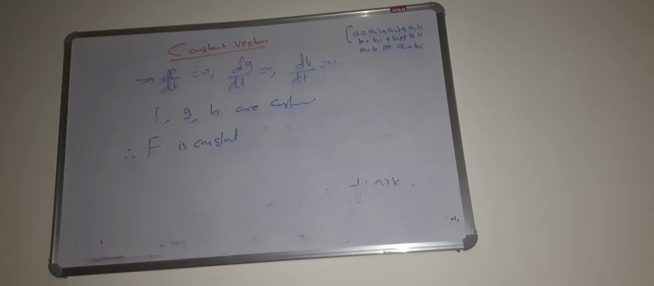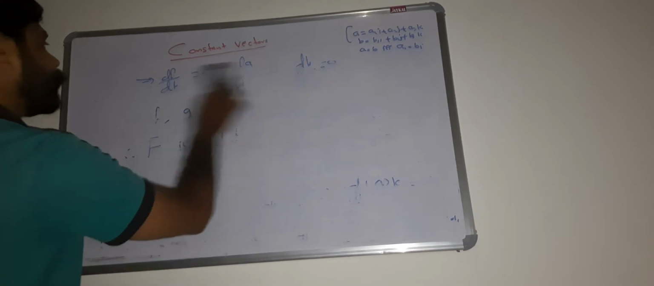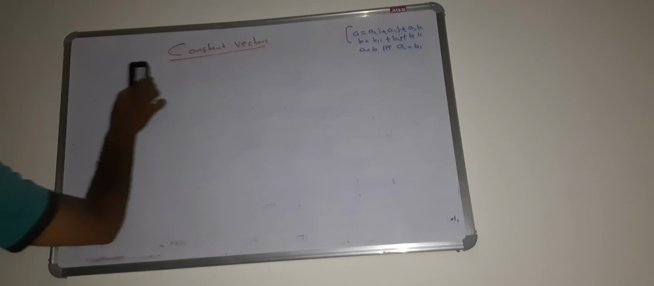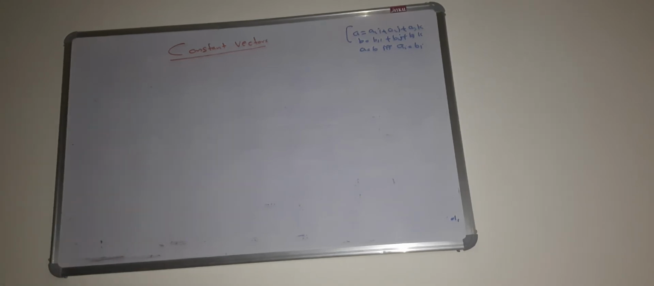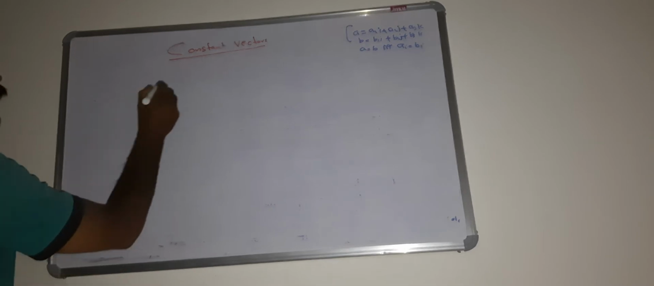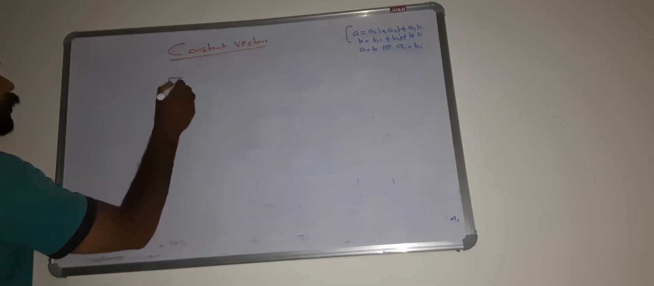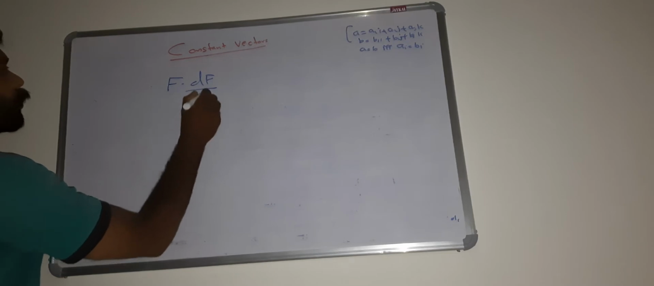Necessary and sufficient condition for a vector valued function f of t to have constant magnitude is that f dot df by dt equal to 0.